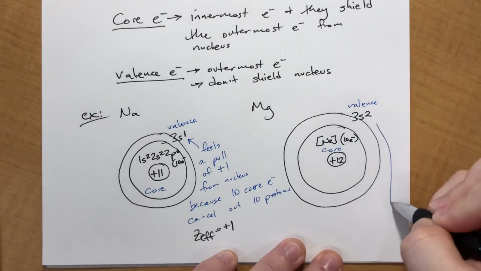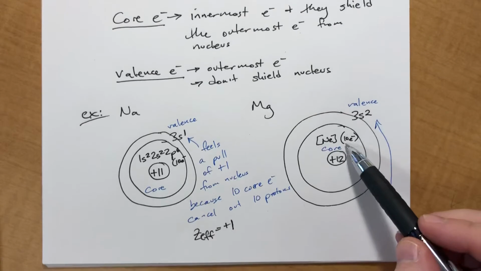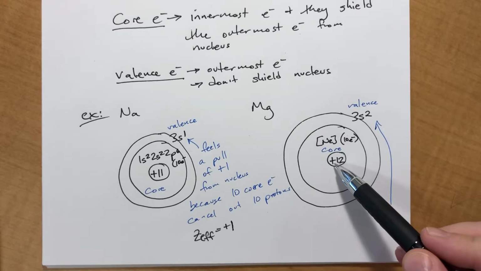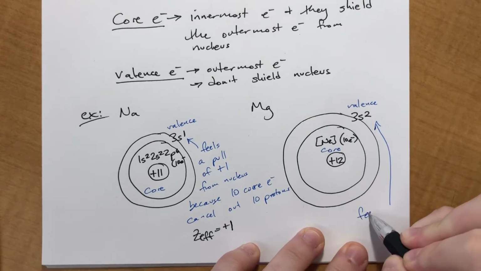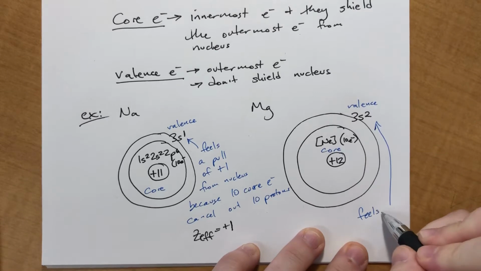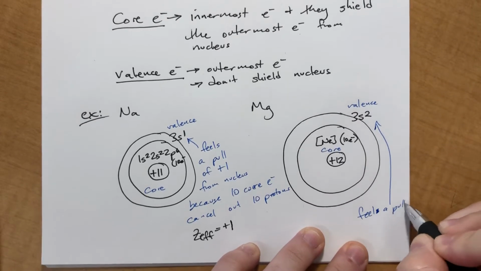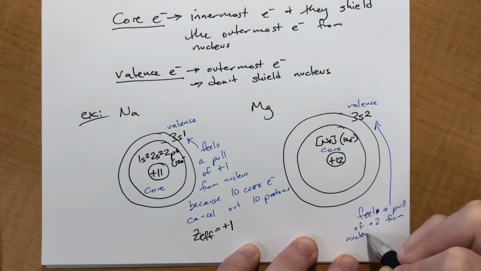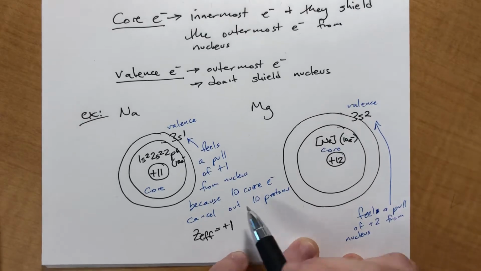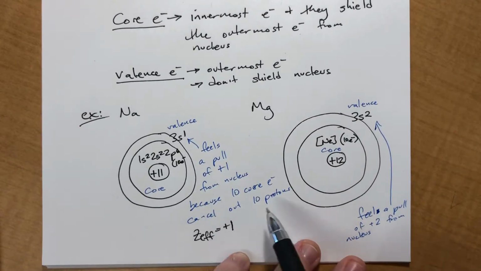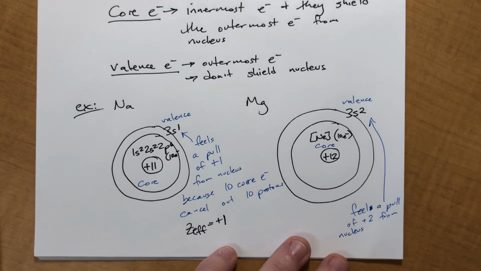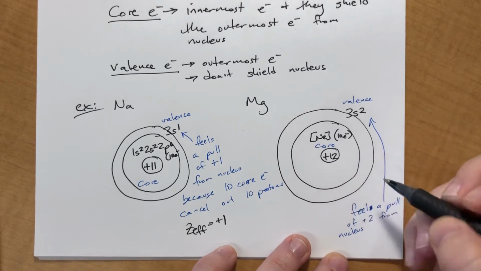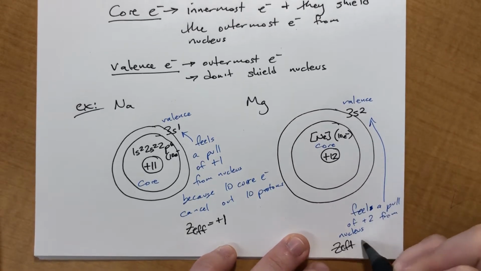And then the idea is this core, these 10 electrons, cancel out 10 of the protons in the middle. So these electrons, even though there's 2 of them, don't cancel anything out. They feel a pull of +2 from the nucleus. Because, same reasoning, 10 core electrons cancel out 10 protons. So since 10 of these are being canceled out, there's a pull of +2 in the middle. So the effective nuclear charge is +2.